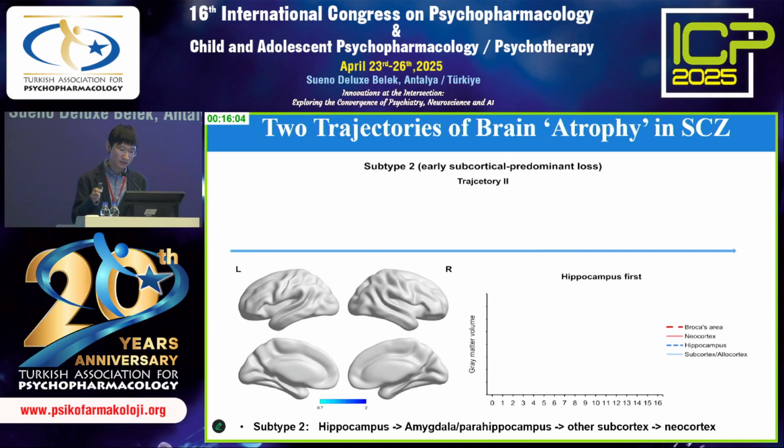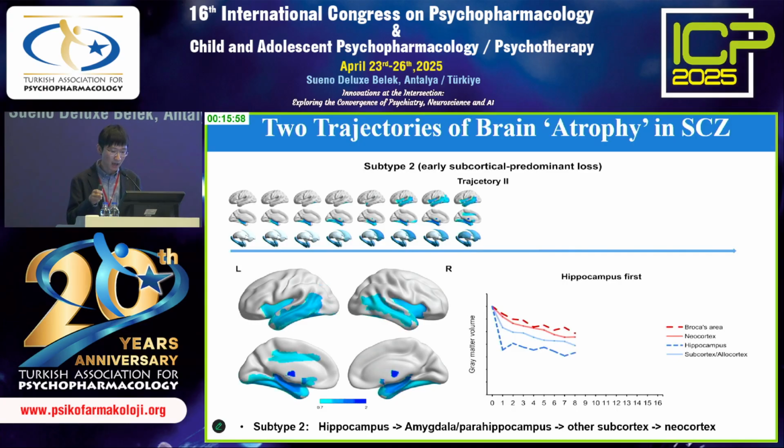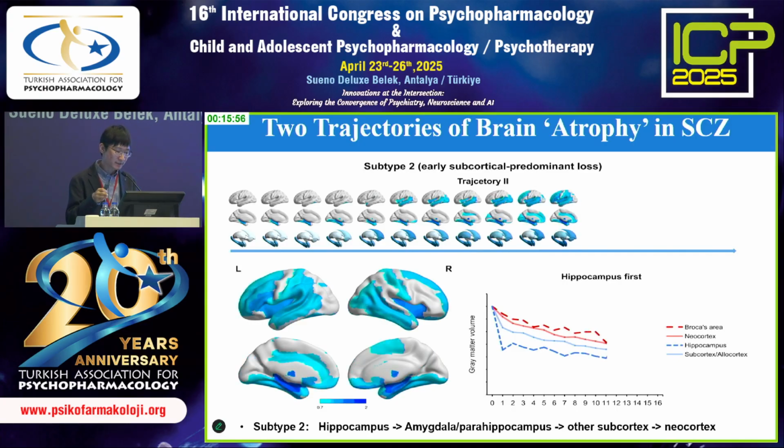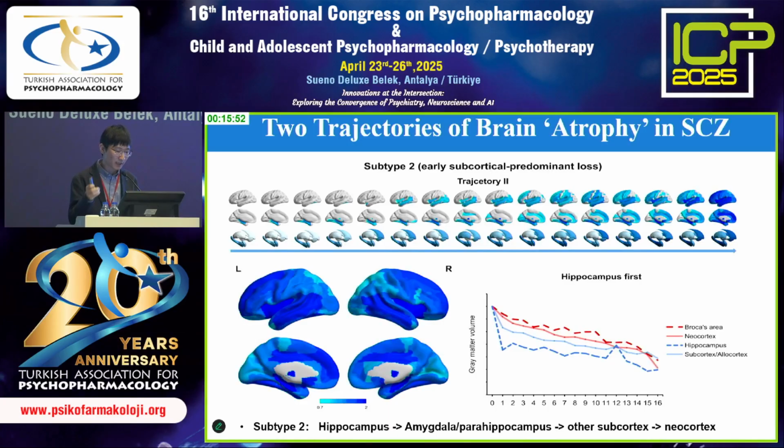For the second trajectory, brain atrophy occurred first in the hippocampus and then moved to adjacent areas, including the amygdala and the parahippocampus, and then to other subcortical regions such as thalamus, accumbens, caudate, and finally to the neocortex. This is the second subtype, atrophy from the hippocampus.